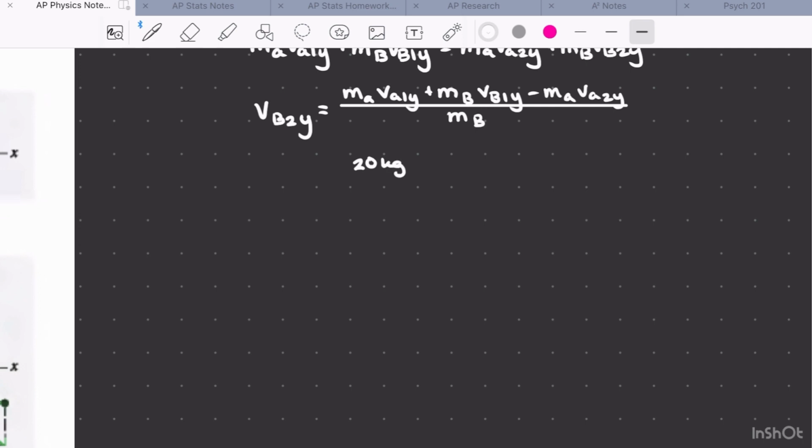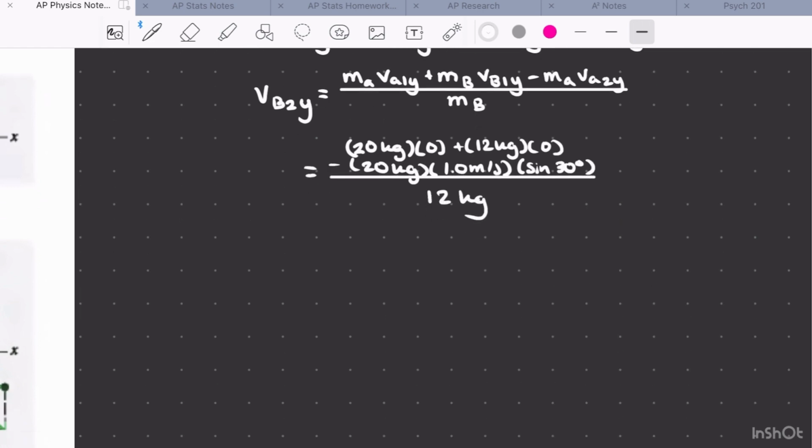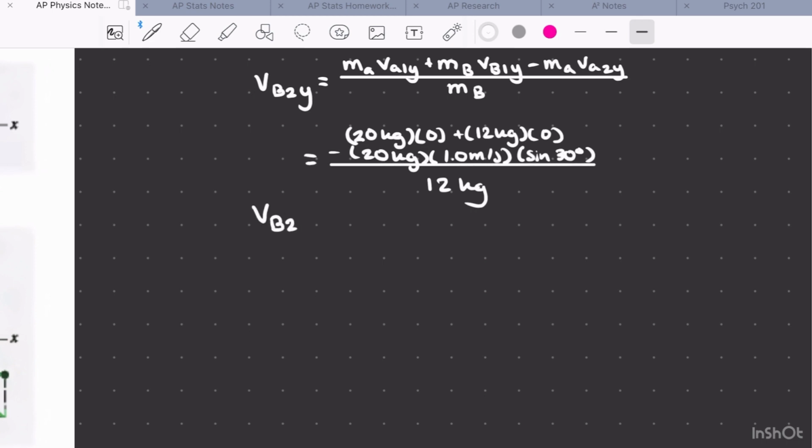We then plug in our variables, which is going to be our 20 kilograms, but since it's only moving in the x direction, it's going to be multiplied by 0, plus our 12 kilograms of robot B, but it's not moving at all, so its initial velocity is also 0, subtracted by 20 kilograms times its 1 meters per second, and then we do our sine of 30 degrees so we can find its velocity only in the y direction, divided by the 12 kilograms of robot B. You do the calculations, and then the final velocity of robot B in the y direction is going to be equal to negative 0.83 meters per second.